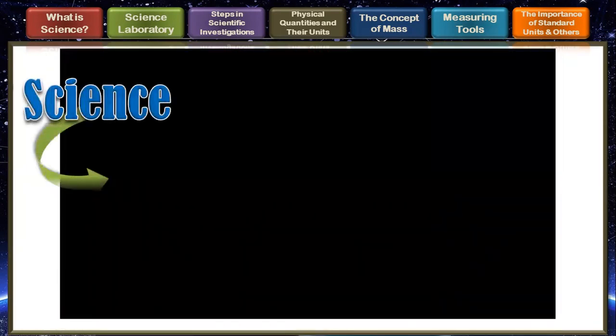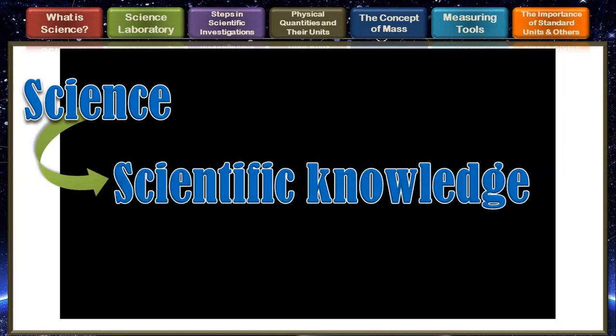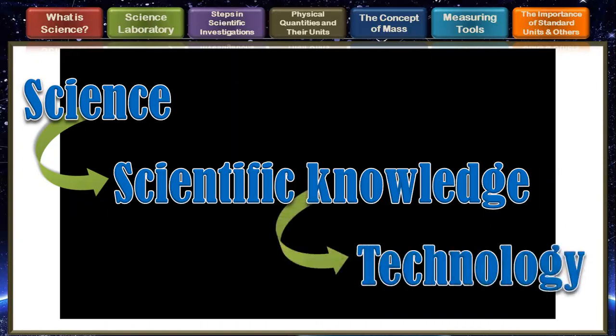So basically, science is finding the truth or finding knowledge. That knowledge that we acquire in studying it is what we call scientific knowledge. Now, this scientific knowledge, the ideas, the things that we have learned, we will use to create something, and that is what we call technology. So technology is the product of science. When we think, we acquire scientific knowledge, and we use the scientific knowledge to create something.